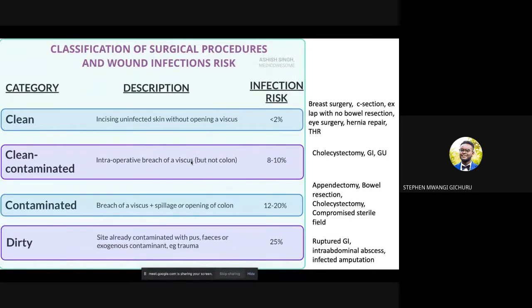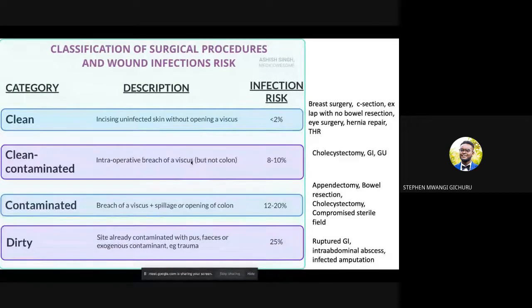Contaminated, in this case now there's inflammation. There's acute inflammation, most of the time non-purulent, so there's no pus. There's visible spillage, there could be necrotic tissue, but there's no evidence of pus in this case. So in this, you can have appendectomy, bowel resection, cholecystectomy. Now it's acute cholecystitis. It's also usually when there's a compromised sterile field, so the sterile techniques are not observed.